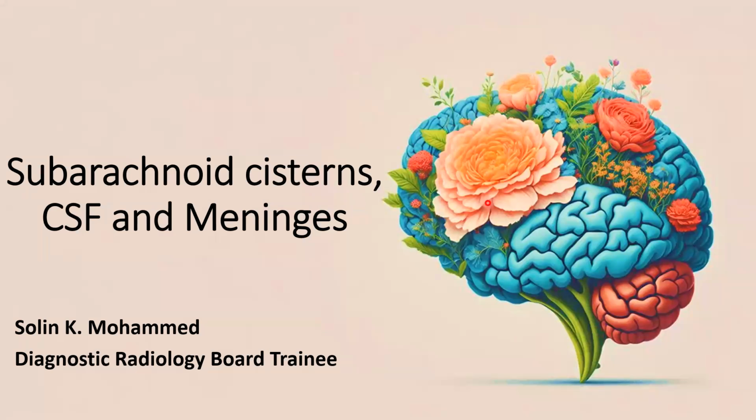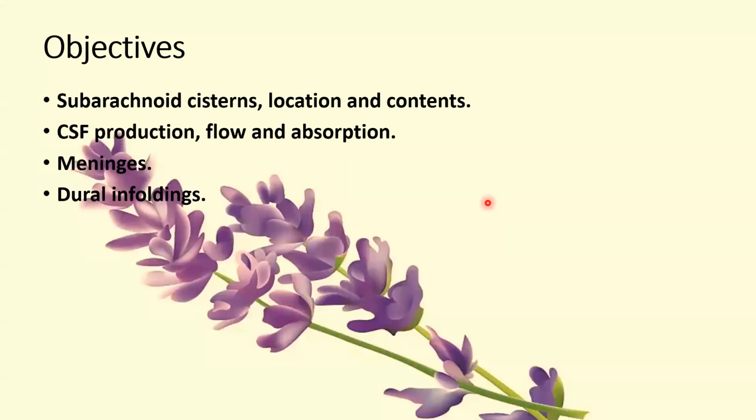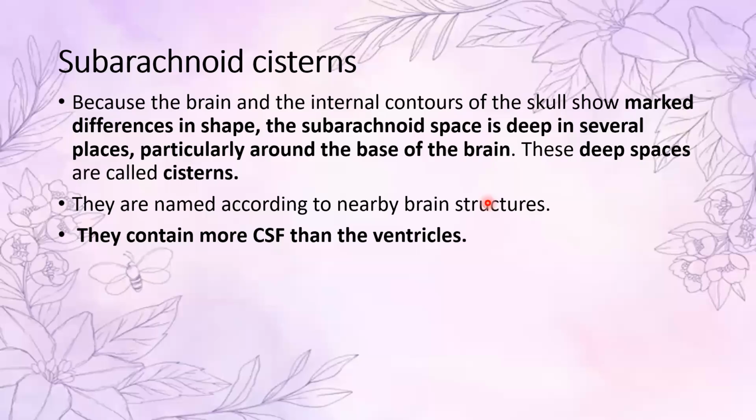السلام عليكم. موضوع اليوم هو عن ال Subarachnoid cisterns with CSF and meninges. The objective is to learn about the subarachnoid cisterns, their locations and contents, the production, flow, and absorption of CSF, meninges, the dural enfoldings, the arterial supply of meninges, and finally the radiological aspect.